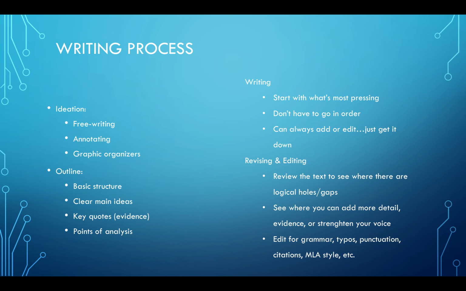So as you're going through the writing process, there's a couple of steps I want to make sure that you're doing. As you're working through ideation, you can do it a number of ways. There's free writing, there's annotating, there's graphic organizers. I always suggest creating an outline. It helps me. Not everybody writes with one. You can analyze the basic structure that you want to use, the clear main ideas, the key quotes you want to pull, and the points of analysis that you want to make.